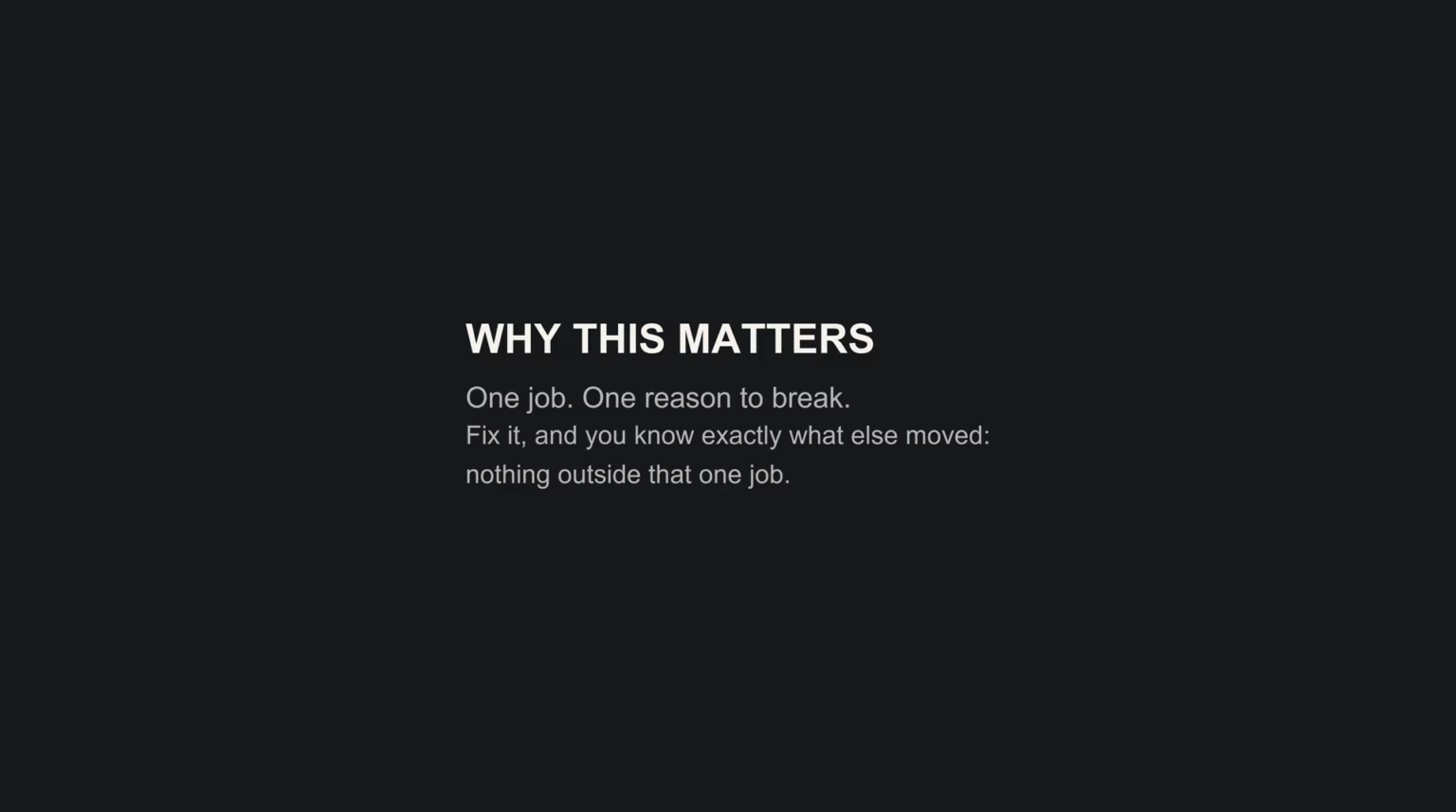Here's what 1 reason to change actually buys you. A class with 1 job can only break for 1 reason. When it breaks, you know exactly where to look. And when you fix it, you know exactly what else could be affected. Nothing outside that 1 job. A class with 3 jobs turns every edit into a guess about which of the other 2 you might have just disturbed.